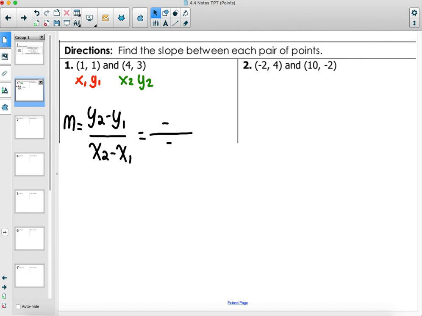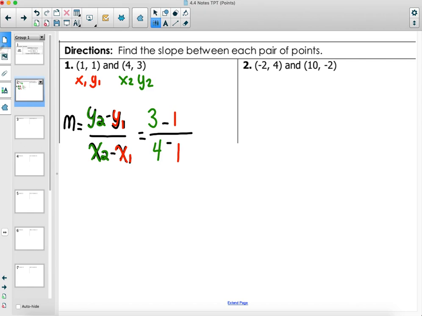Now y2, I get from the second ordered pair, the y value. And in our problem, that was a 3. y1, I get from the y value of the first ordered pair, and that was a 1. x2 is the x value in the second point. In our example, that was a 4. And the x1, that's the x value from the first ordered pair, that was a 1.